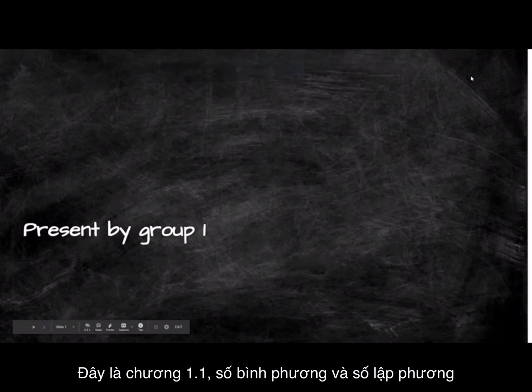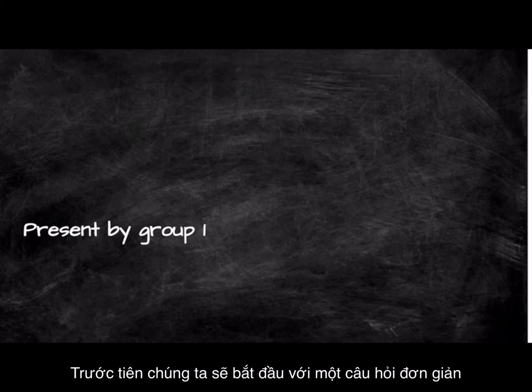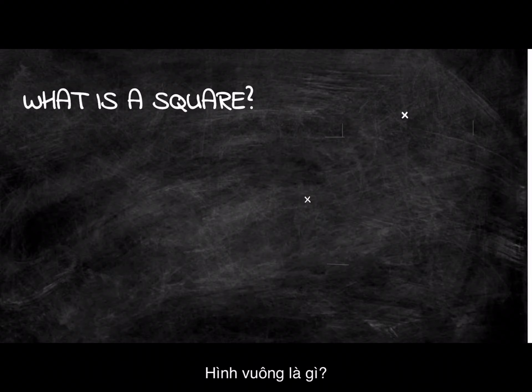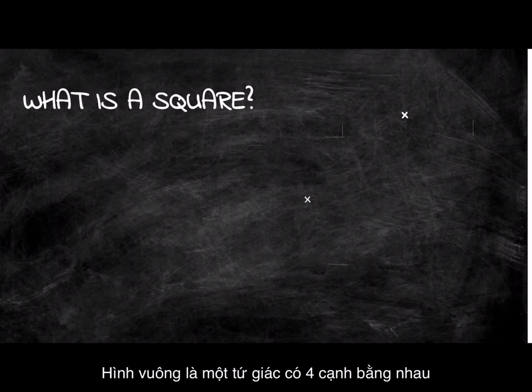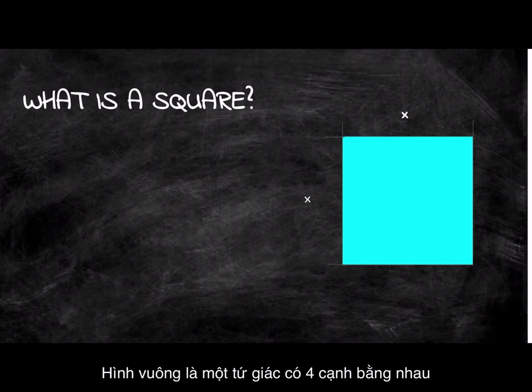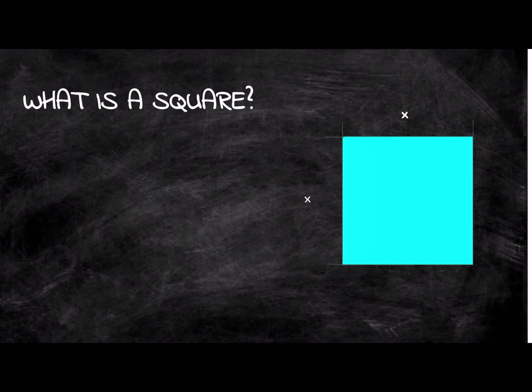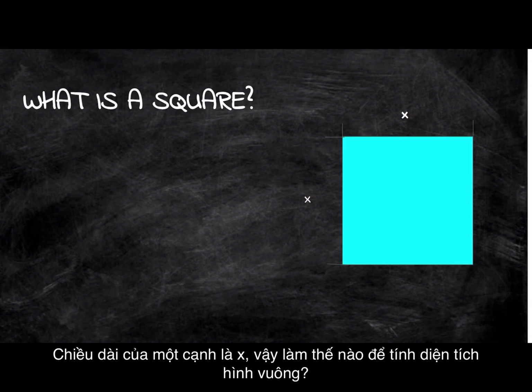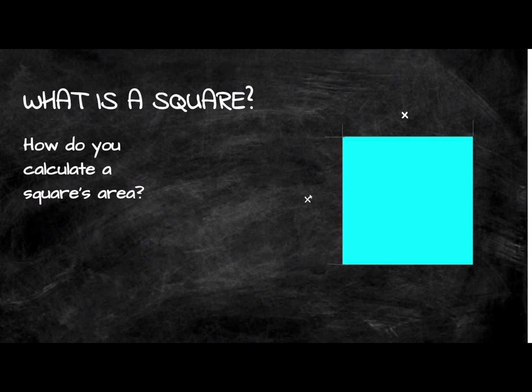Section 1.1, Square and Cube Numbers of the IGCSE Math Coursebook. First of all, we're going to start off with a simple question. What is a square? Well, a square is a quadrilateral with 4 equal sides, like that. It has a side length of x, and here's a question for you. How do you calculate a square's area?